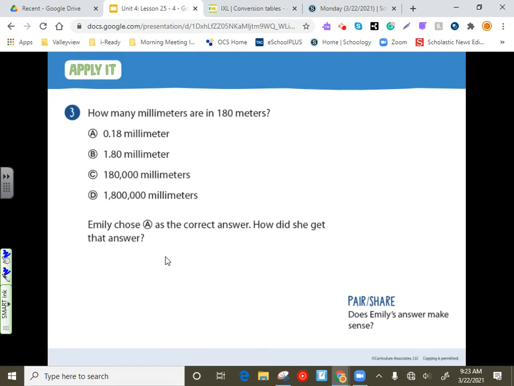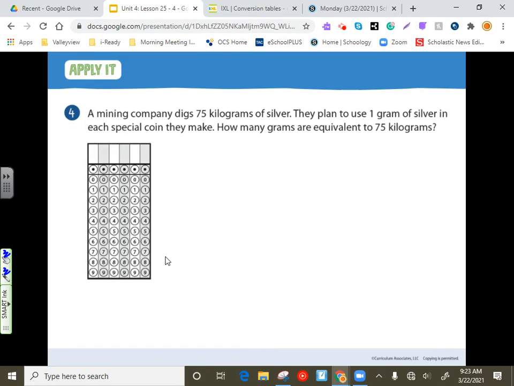All right, let's look at, okay, cross this out. I'm not really a big fan of that. A mining company digs 75 kilograms of silver, and they plan to use 1 gram of silver in each special coin they make. How many grams are equivalent to 75 kilograms? So I know 1 kilogram equals 1,000 grams. Kilo means 1,000 more.